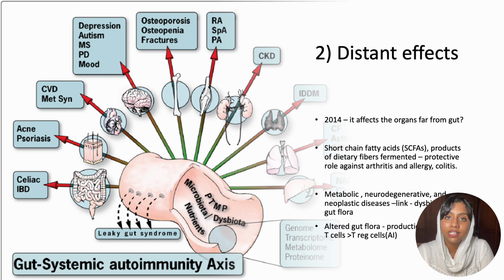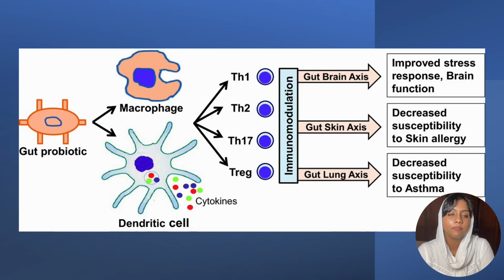So this was basically identified because of the imbalance between the T regulatory cells and effector cells, whereby the effector cells were more than the regulatory cells. So this started to be identified as one of the major causes for the auto-inflammatory diseases.